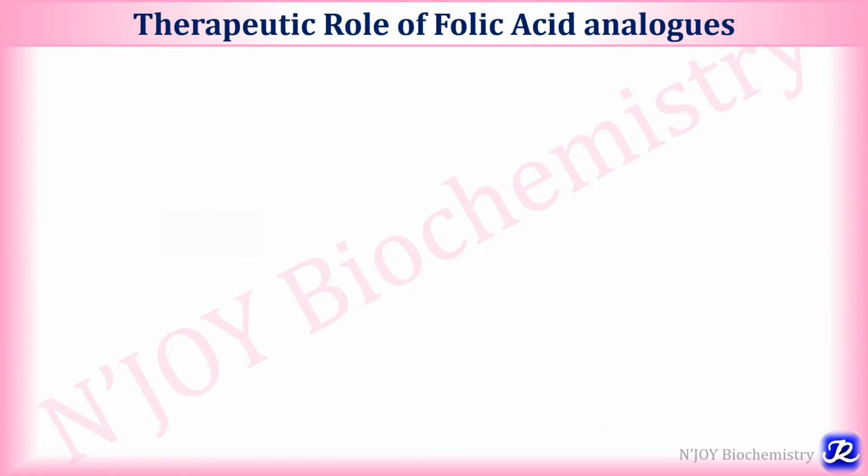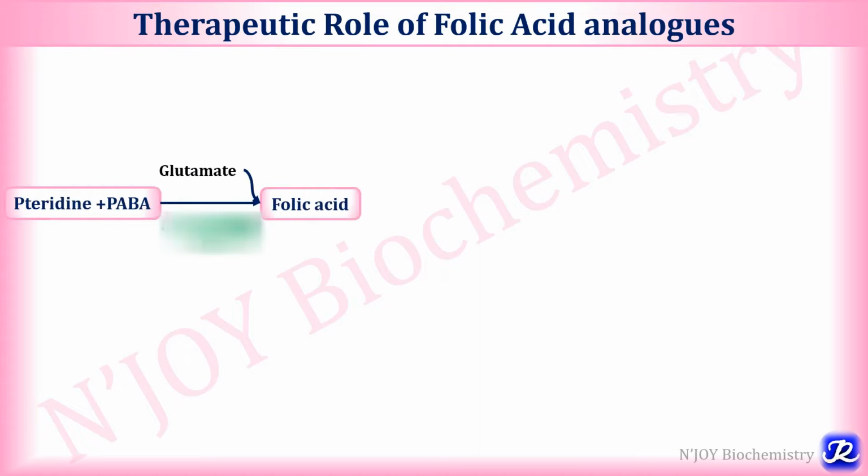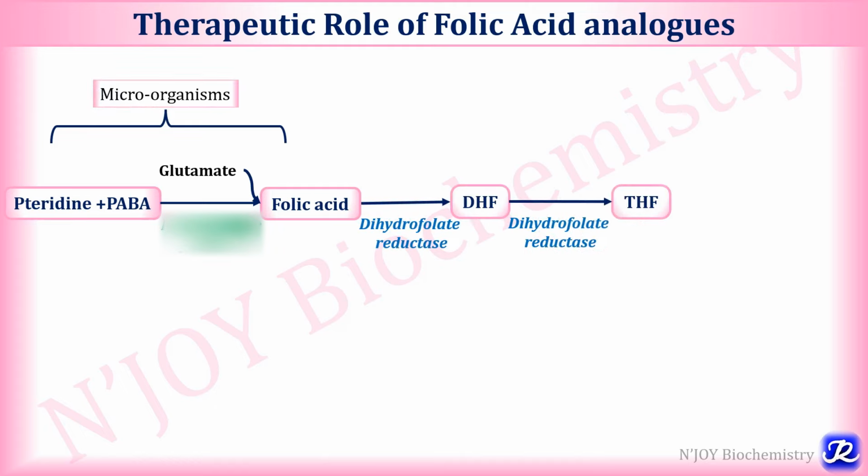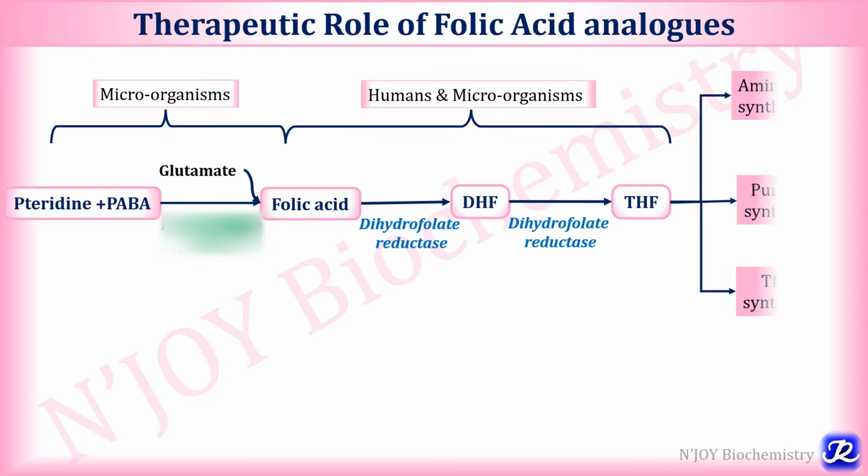Now let's see the therapeutic role of folic acid analogues like sulfonamide, methotrexate, pyrimethamine. These are the folic acid analogues. We know that folic acid synthesis requires pteridine plus PABA plus glutamate, and it also requires dihydrofolate synthesis. Folic acid synthesis does not occur in humans, it occurs in microorganisms. Further, the reduction of folic acid to tetrahydrofolate by dihydrofolate reductase occurs in both humans and microorganisms. Tetrahydrofolate is further required for various processes like amino acid synthesis, purine synthesis, and thymidylate synthesis.